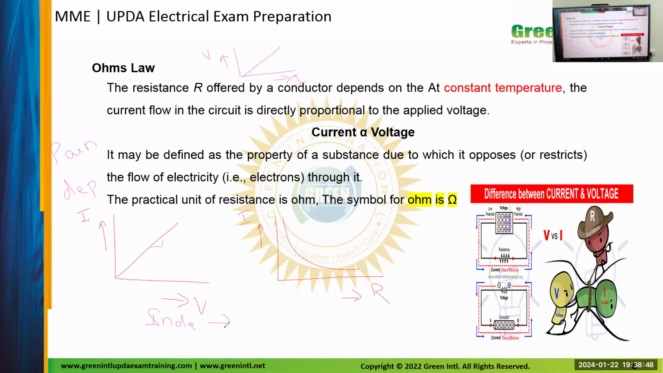If we have zero voltage, we have zero current. So in our exam, we have some graphical questions also. If you have a question related to the graph, first check the x-axis and y-axis. In the x-axis, it's always the independent variable. In the y-axis, always the dependent variable.